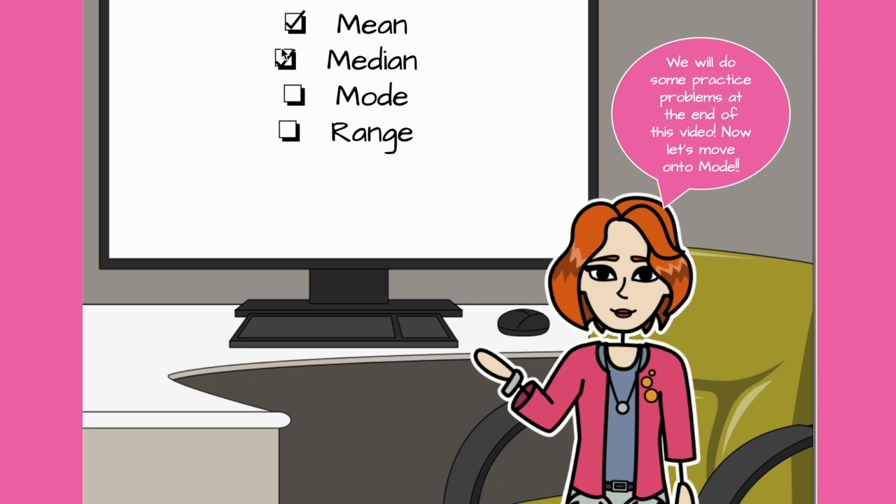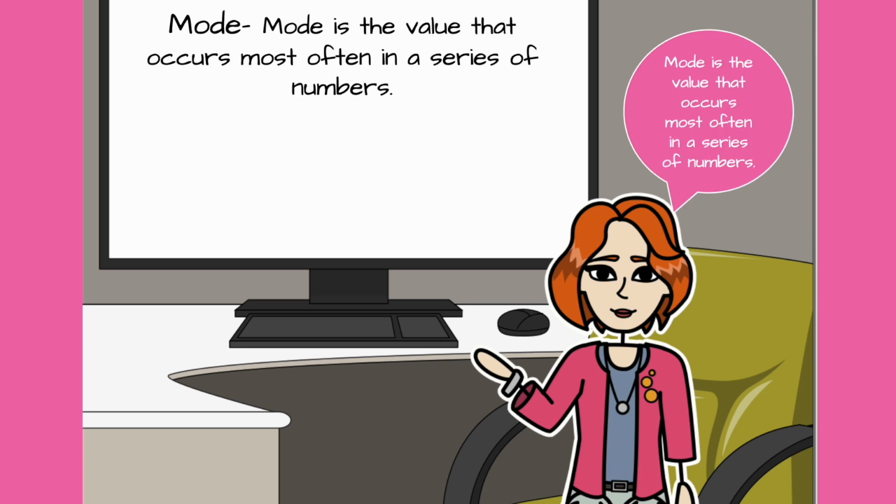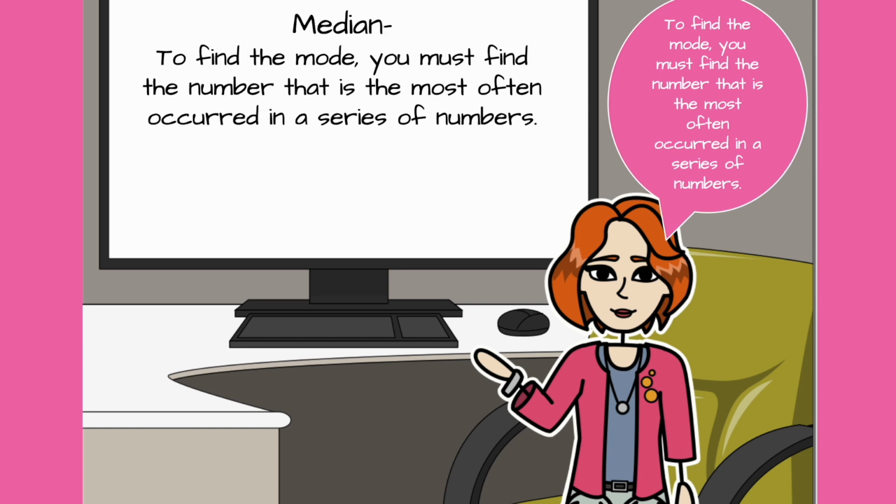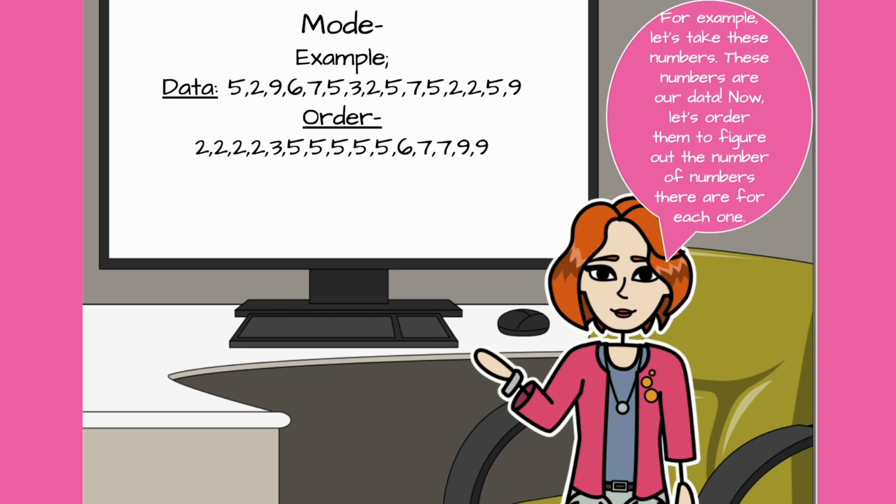Now let's move on to mode. Mode is the value that occurs most often in a series of numbers. To find the mode, you must find the number that occurs most often in a series of numbers. For example, let's take these numbers. These numbers are our data. Now let's order them to figure out the number of numbers there are for each one.